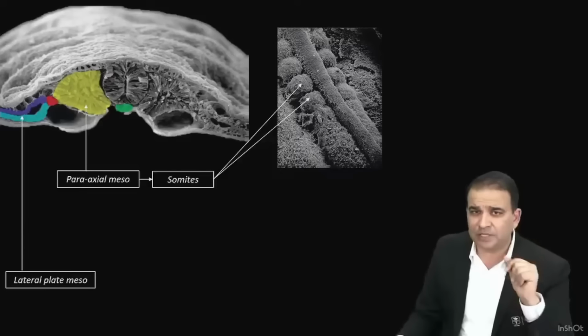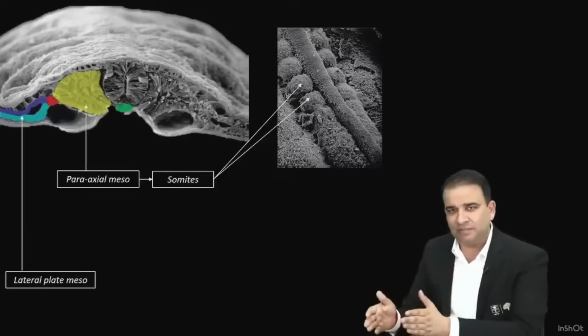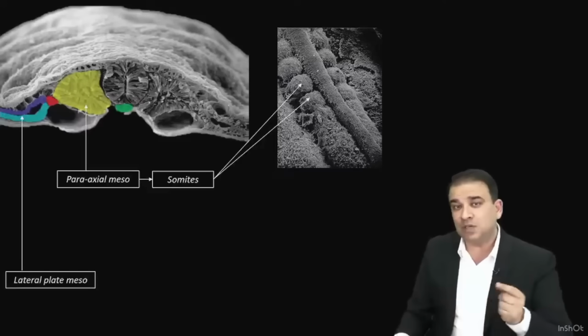What will somites give rise to? So paraaxial mesoderm forms the somites between the 20th day and 30th day. And what will somites give rise to?